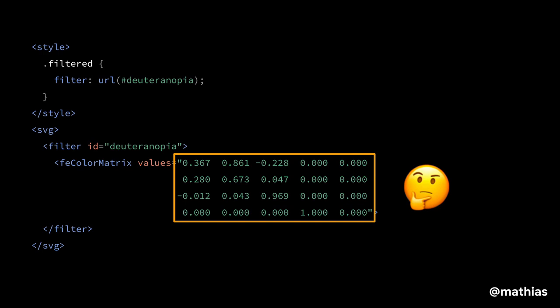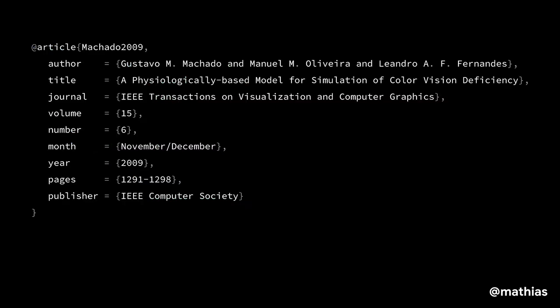What makes me think this color matrix is a good approximation of deuteranopia? The answer is science. These values are based on a paper by Machado, Oliveira, and Fernandez from 2009. They developed a color vision deficiency simulation model that is physiologically accurate. We read the paper and used their formulas to create SVG-compatible color matrices.